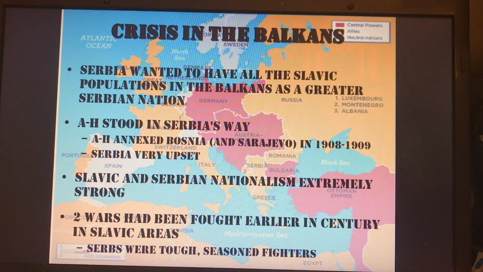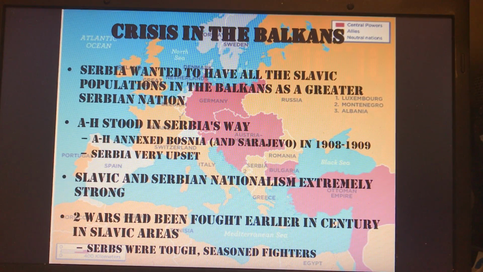Now, crisis in the Balkans. Okay, the Balkans region is in the southern part of the Austro-Hungarian Empire, and it goes all the way down to the southern part of Serbia and Bulgaria. It includes Romania. Now, Serbia wanted to control a good chunk of the Balkans. They certainly wanted the Bosnia-Herzegovina region. They certainly wanted Sarajevo, as well as their own independent territory. Austria-Hungary said no way. They weren't having any of it, and they simply annexed Bosnia and Sarajevo in 1908, 1909. This sent Serbia through the roof.